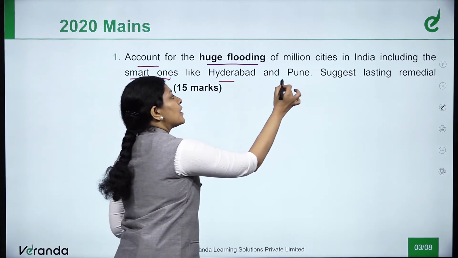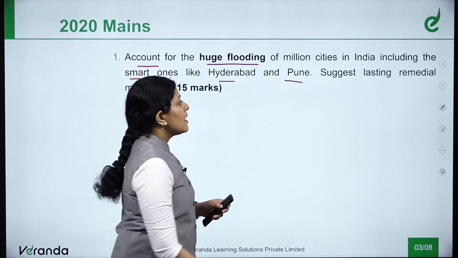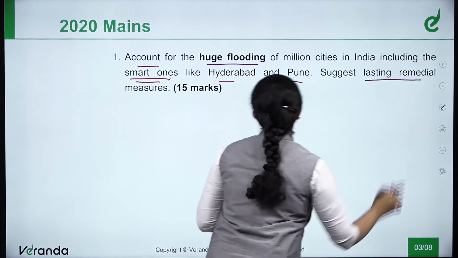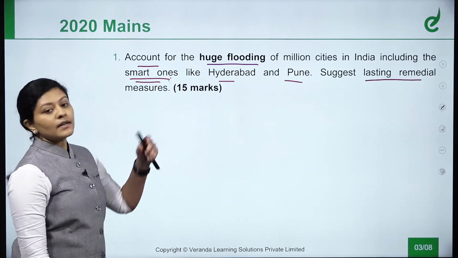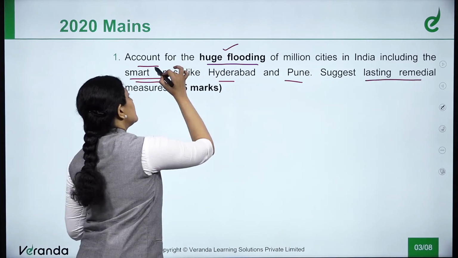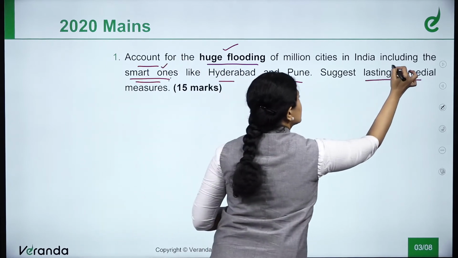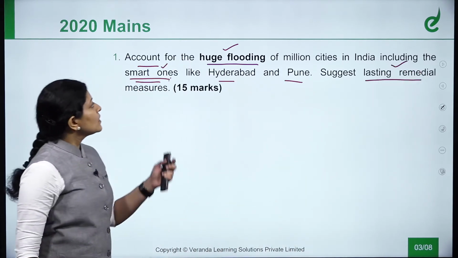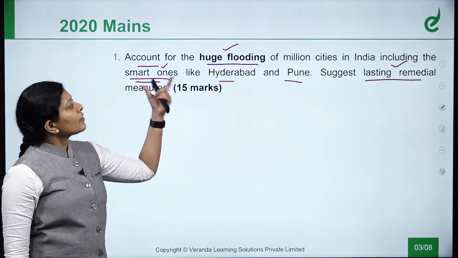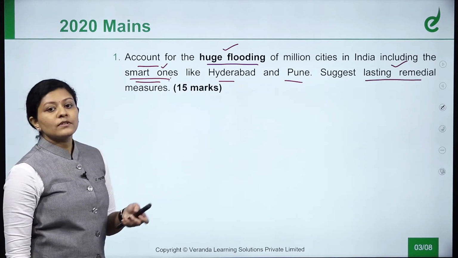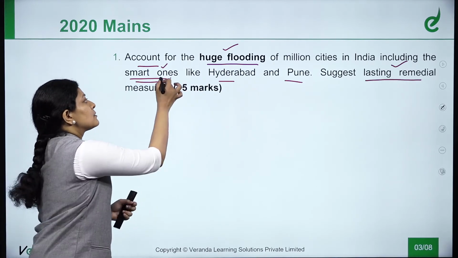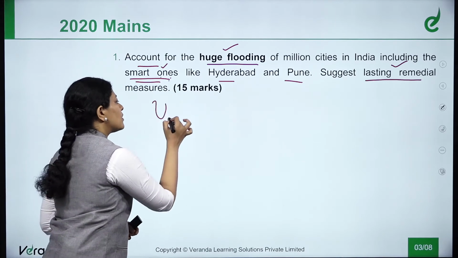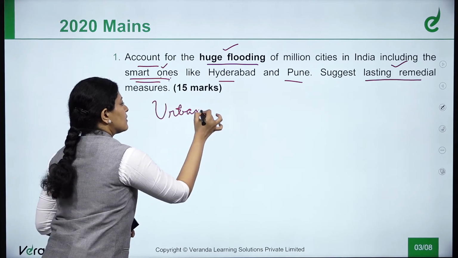Like Hyderabad and Pune are also affected by floods, and they are asking for the lasting remedial measures. So these are the keywords. This one, and they are the question part. So here, you are supposed to give an account for the huge flooding in cities, especially smart ones. That means they have talked about urban flooding.